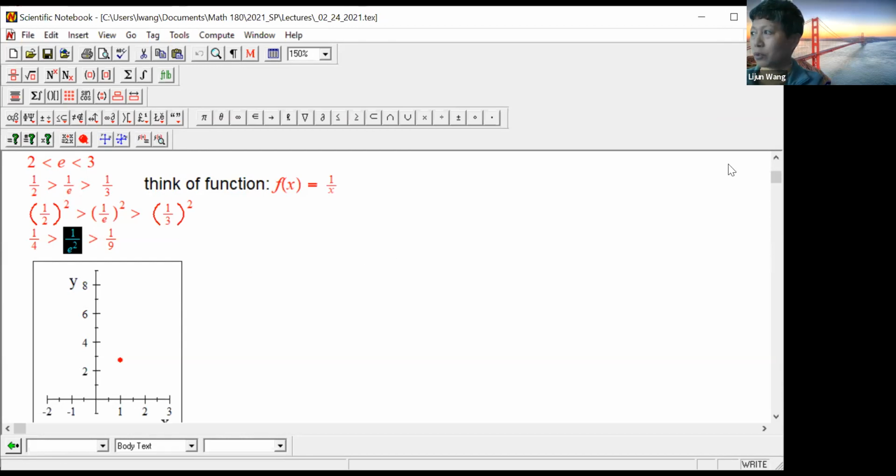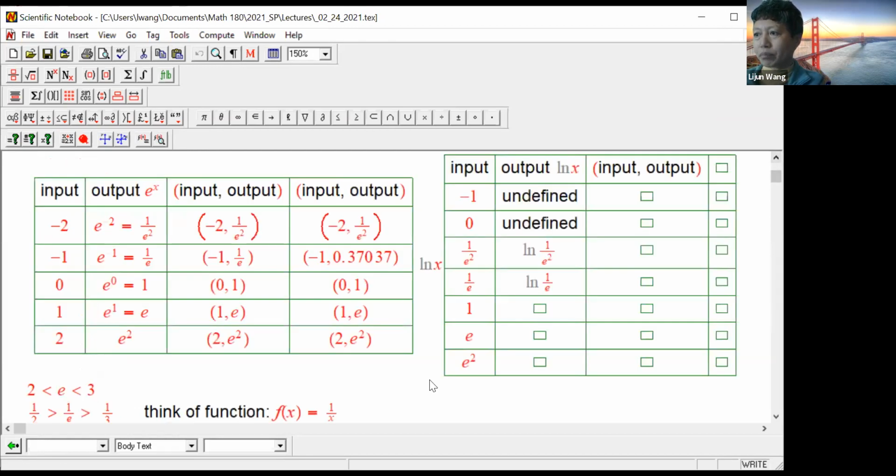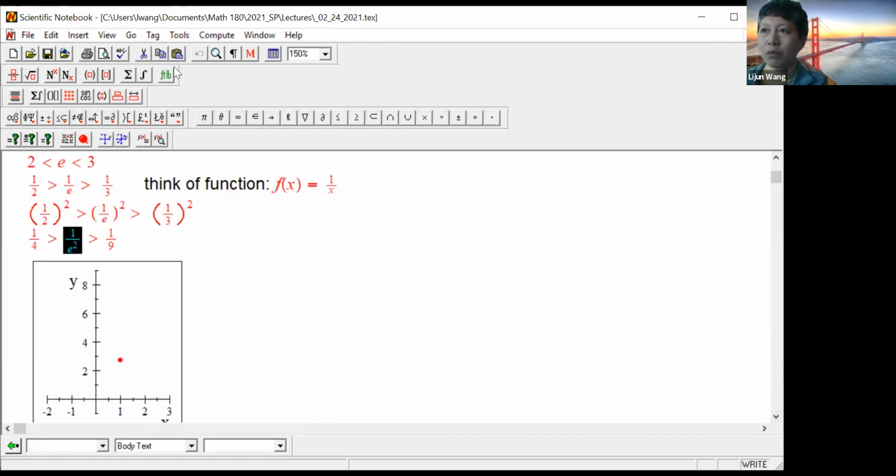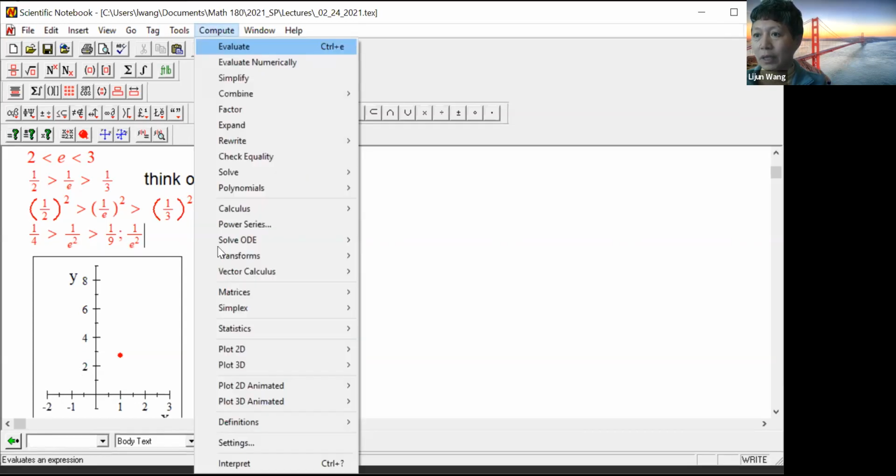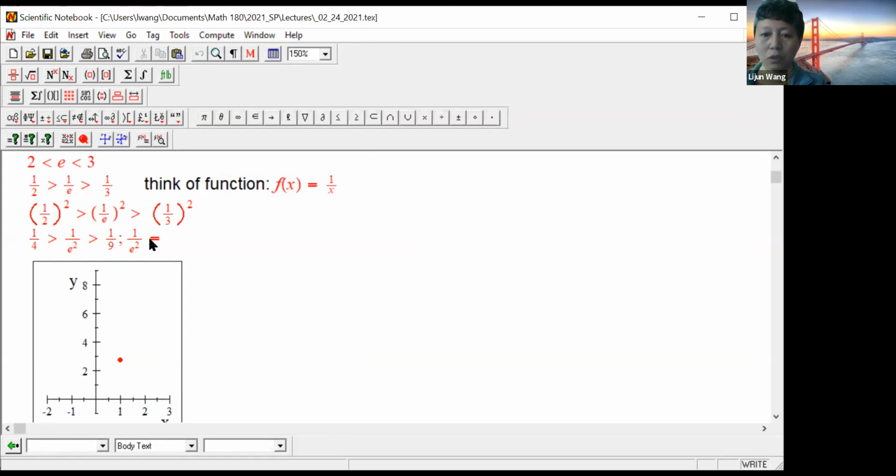Okay, so let's do it. So if you really want to know what is 1 over e squared as a decimal, okay, so I'm showing you two perspectives. One is a fraction perspective, one is a decimal perspective. The decimal perspective would be numerically, it doesn't give me that value. Can you use your calculator to do that?